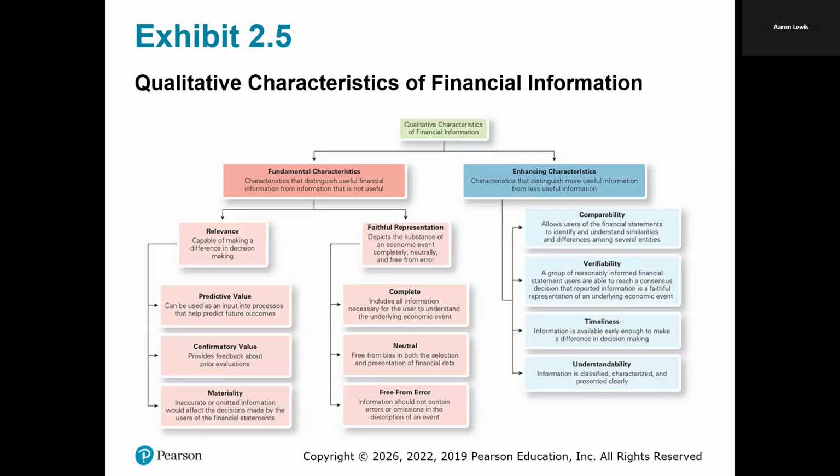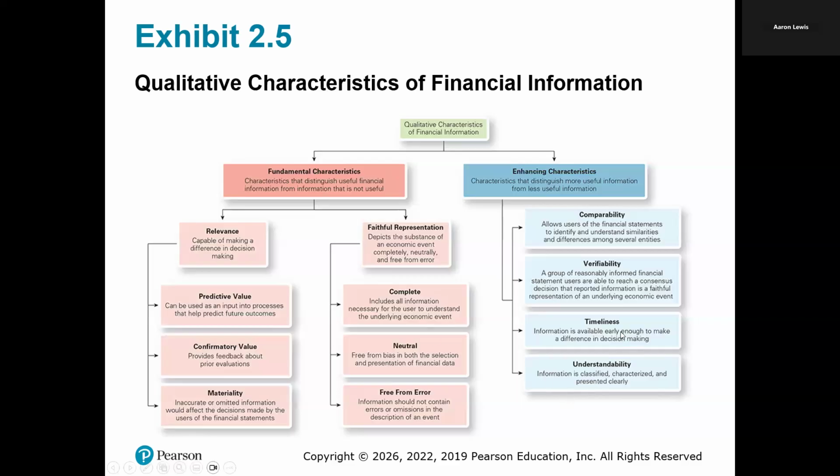Information also needs to be verifiable. So you need to have it set up in a way where somebody else reasonably informed in how accounting works can go through, look at your numbers, look at the events that you had during the period, and come to reasonably the same amount of information that you have, the same income, the same total level of assets, etc.